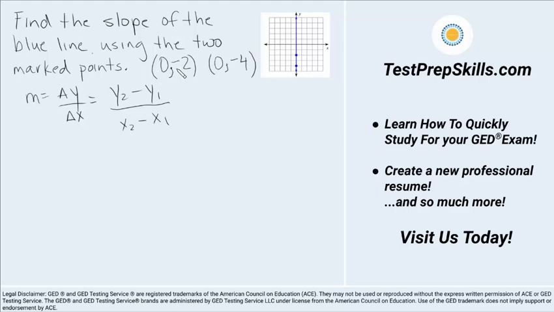So let's call this first point, point 1. That means that the x coordinate is going to be x sub 1, okay? So we have x sub 1 is equal to 0. Now, it follows that this would be y sub 1, right? So y sub 1 is going to equal -2. And we're going to do the same thing with our second point, except now we're finding x sub 2, right? So x sub 2 is the x coordinate, which is 0. And y sub 2 would be this y coordinate, which is -4.